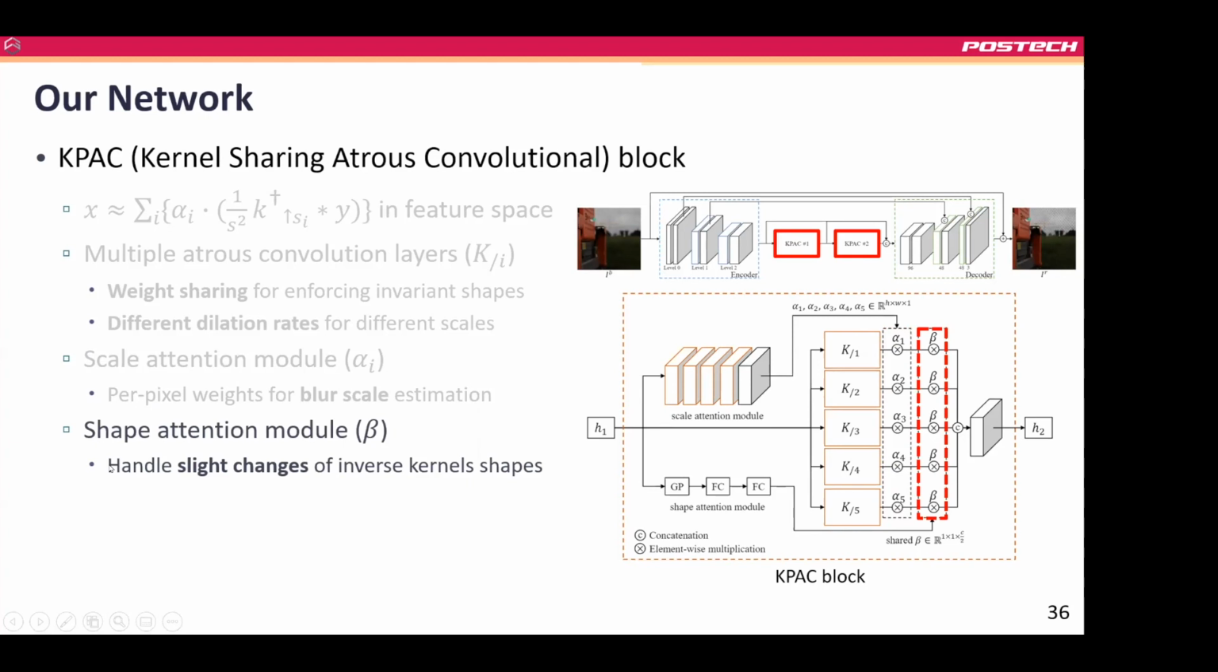And also we have some channel attention. Here we call it shape attention. That means this inverse kernel has multiple channels, and by having some channel attention, we can handle slightly different kernel shapes among the different pixels. Then this is our final network structure.